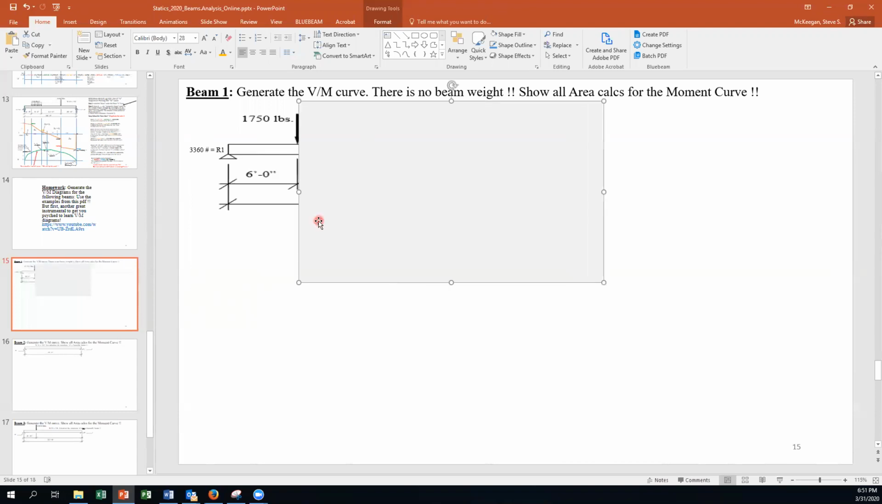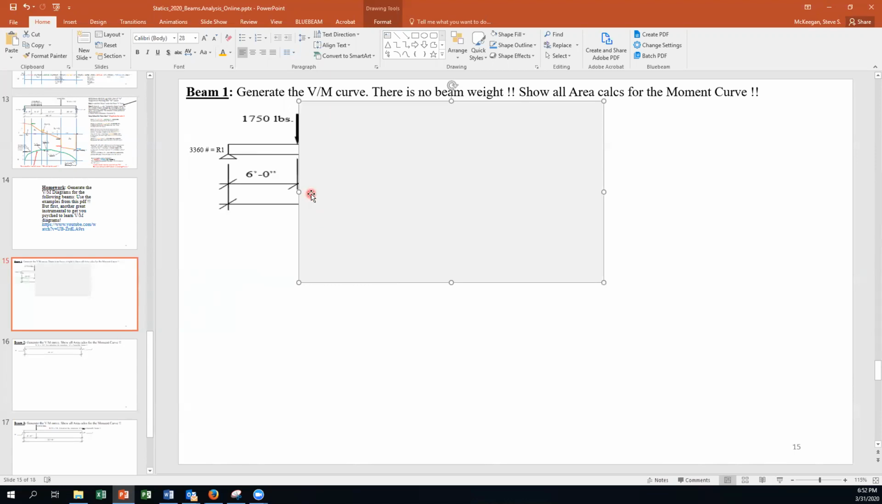1750. So in your calculator, you now have 3360. Now subtract 1750. Hit the equals button. What do you got? 1610. That's the value of your shear curve directly below. In other words, that drop of 1750 now gives you a shear value of positive 1610, because we threw 2 concentrated loads at you. So leave 1610 in your calculator.